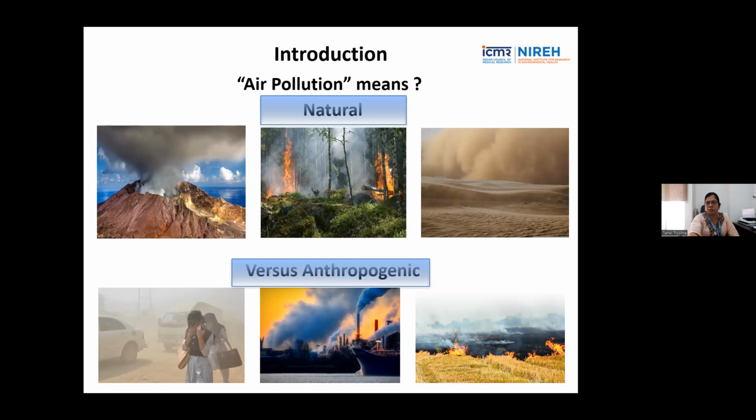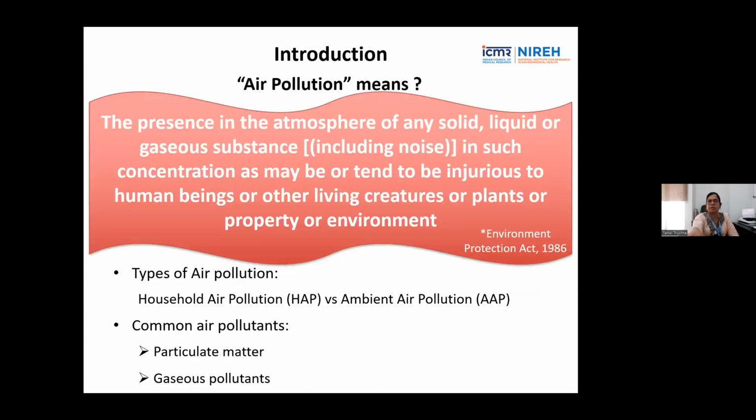Before we move on, it is more meaningful to understand what exactly we mean by air pollution. There are multiple definitions around the globe; different authorities have defined it in their own ways. Since most of us are working in India, the definition used by Indian authorities, in the Environment Protection Act of 1986, defines air pollution as the presence in the atmosphere of any solid, liquid, or gaseous substance in such concentration that it can be injurious to not just human beings, but also other creatures, plants, property, and the environment.